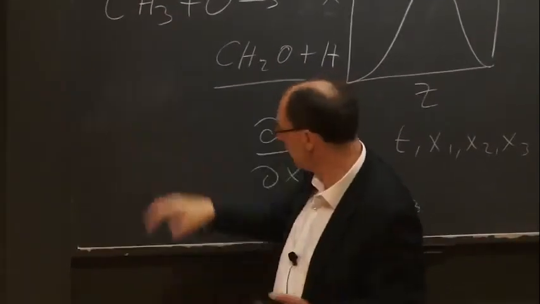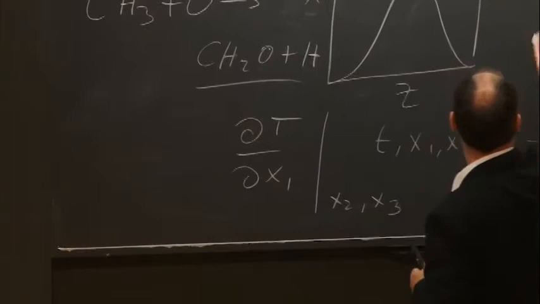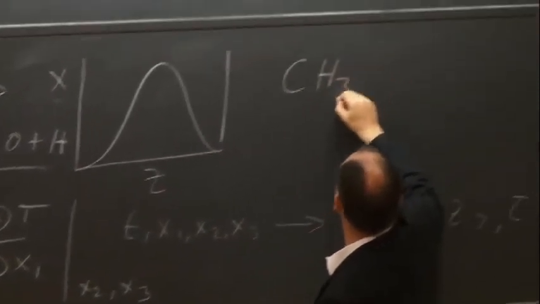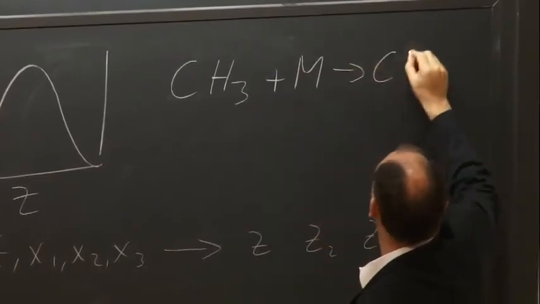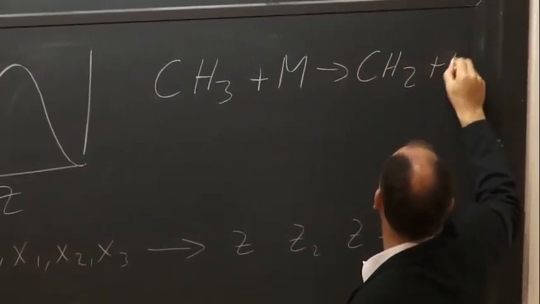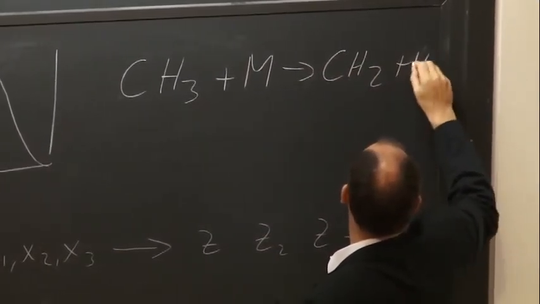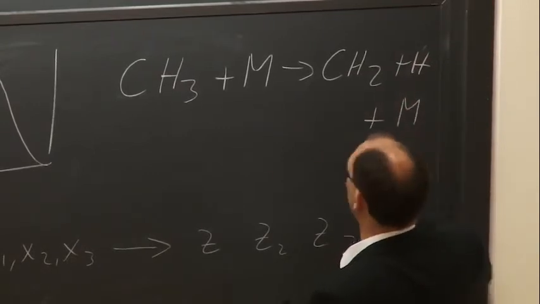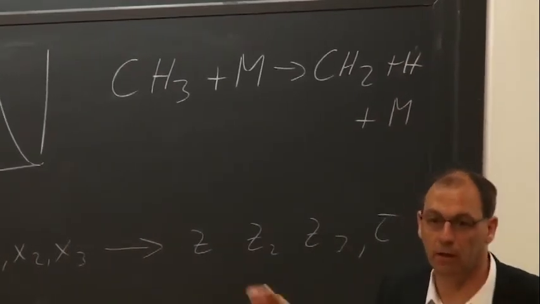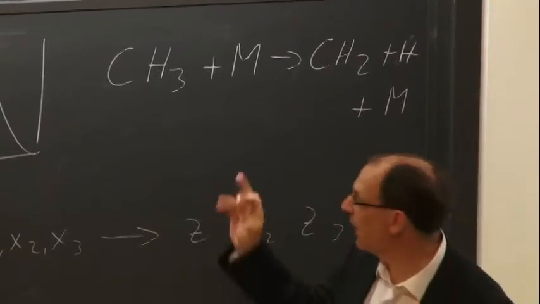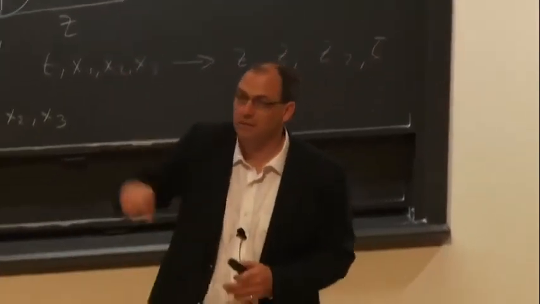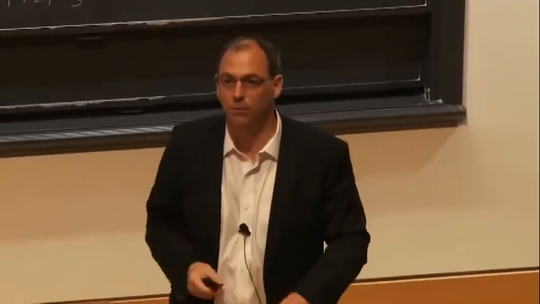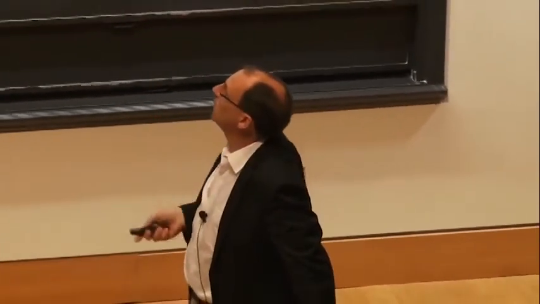Could be that the methyl radical just decomposes to CH2 plus H. Okay? This is not radical consuming. It even produces a radical. If that was the main consumption reaction, then this global step wouldn't be true anymore. Okay? But it turns out you get the same things.